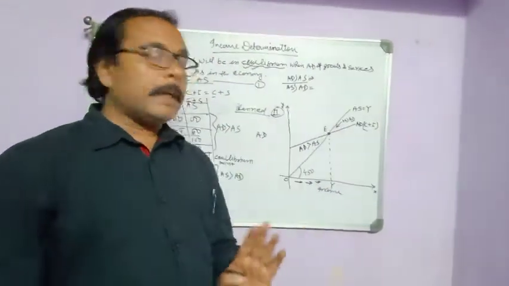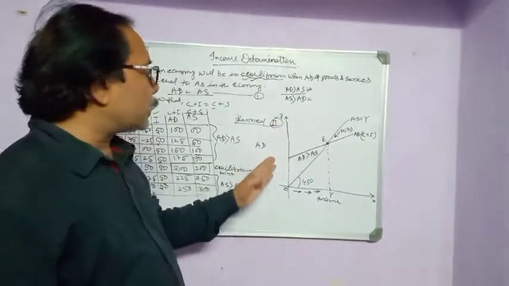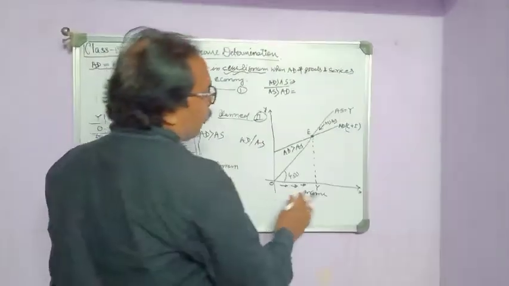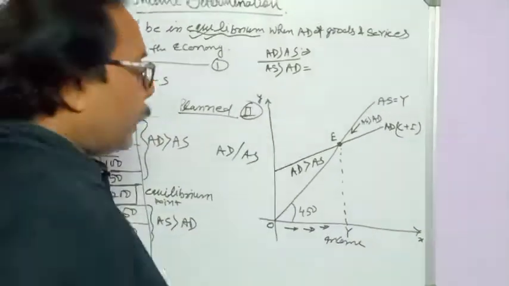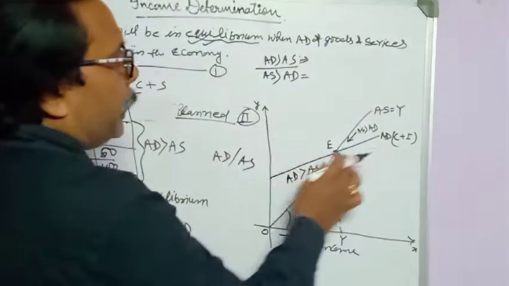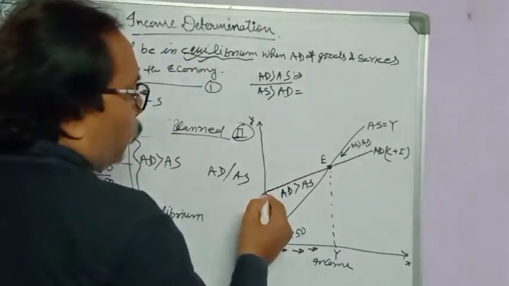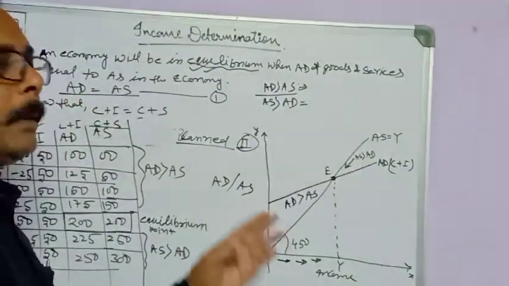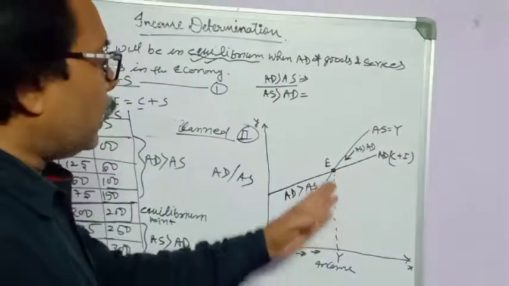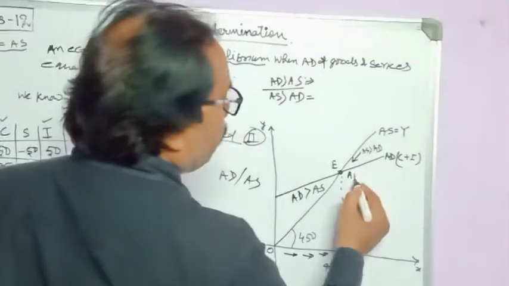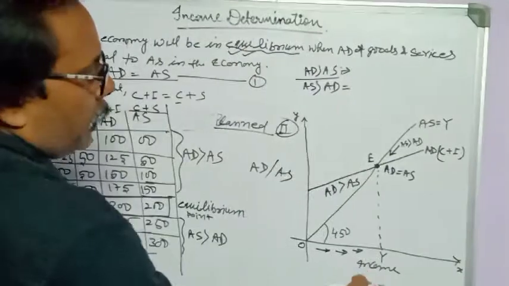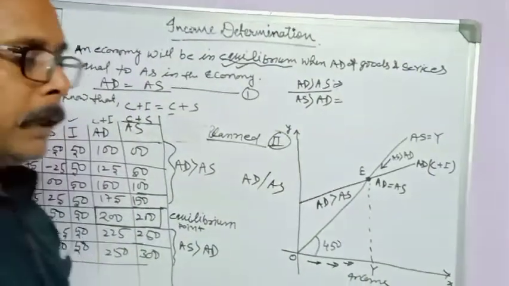Once again, just listen. On the y-axis, I have taken AD and AS. On the x-axis, that is the income. The AS line is drawn at an angle of 45 degrees, and the AD line starts from the y-axis because AD will never be 0. Both intersect at point E. So E is the point where AD is equal to AS, and the equilibrium level is determined, that is the OY level of income. Clear?